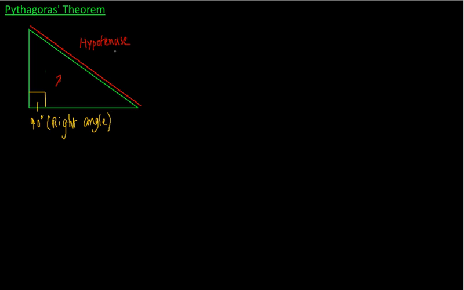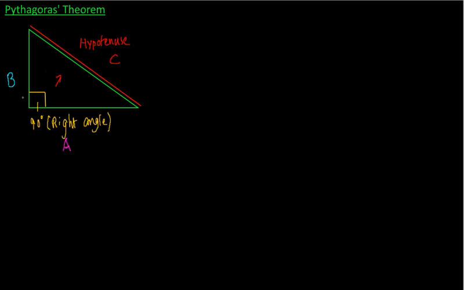So hypotenuse is the bigger side in a right angle triangle, so I can mention this as C and the other two sides as A and B. So we have three sides. C is the bigger side and the other two smaller sides are A and B. Now let's come to Pythagoras theorem.